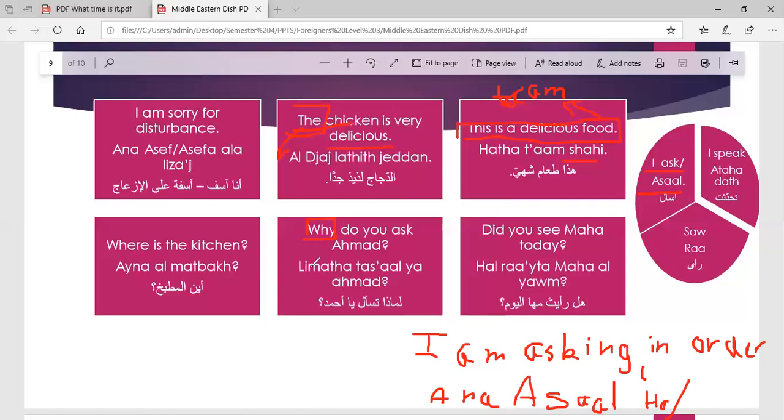So here you use لماذا. So as you see here, it's starting with لي. Don't you see starting with لي? This means that the answer will be in لي. This means that it's indicating purpose.